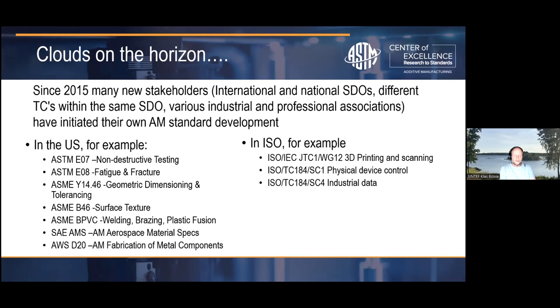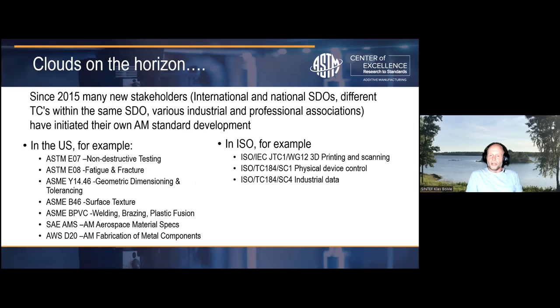Some of these have realized that making AM standards is much more challenging than they first thought. So they decided that they would not continue doing it and instead join ISO and ASTM as members there. And in some cases, there is some parallel work, but the ISO and ASTM collaboration is the predominant producer of AM standards and at least the only one that makes them coherent and consistent.